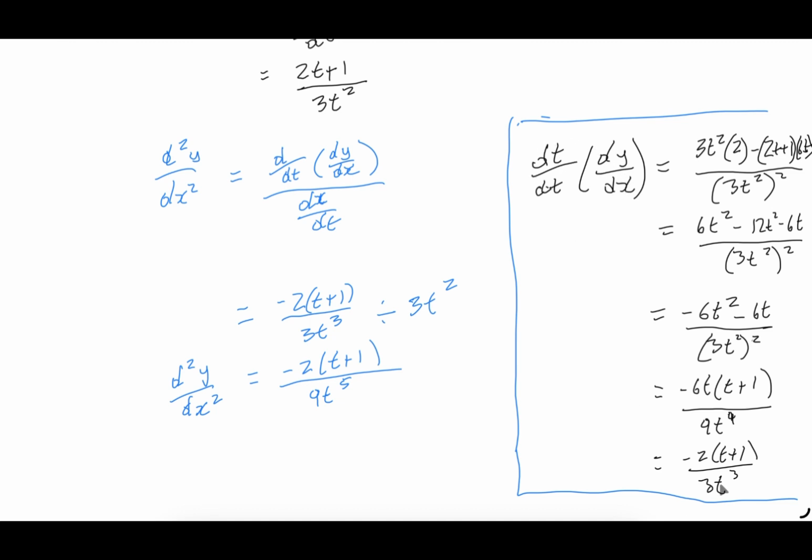Now we're going to take this and then divide it by your dx dt. So that's going to be negative 2 times t plus 1 all over 3t cubed, then divided by 3t squared, which was dx dt. So d squared y dx squared is now going to be equal to negative 2 bracket t plus 1 over 9t to the fifth power. So that is your second derivative of those parametric equations.